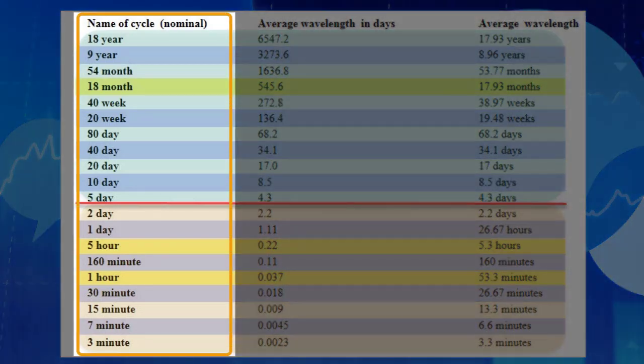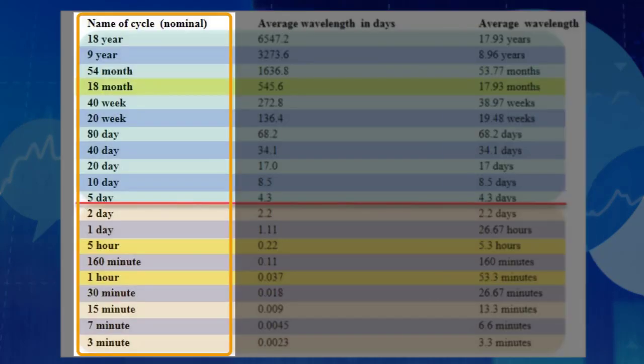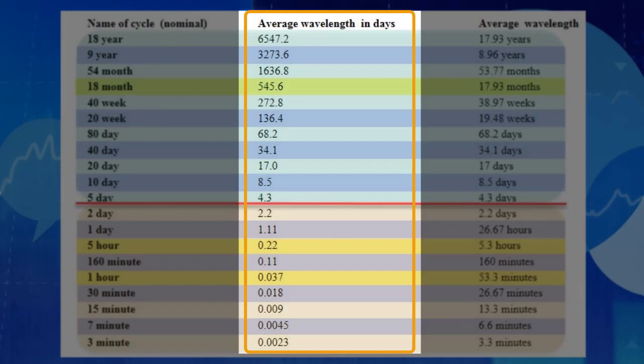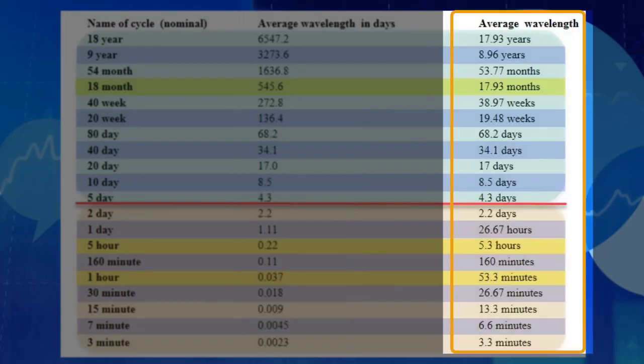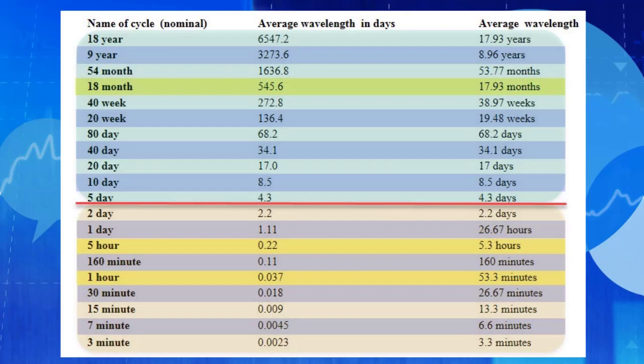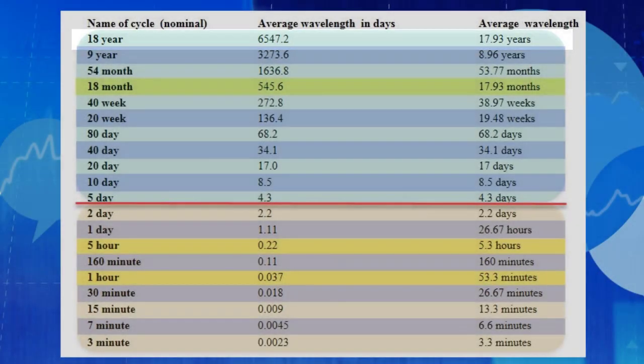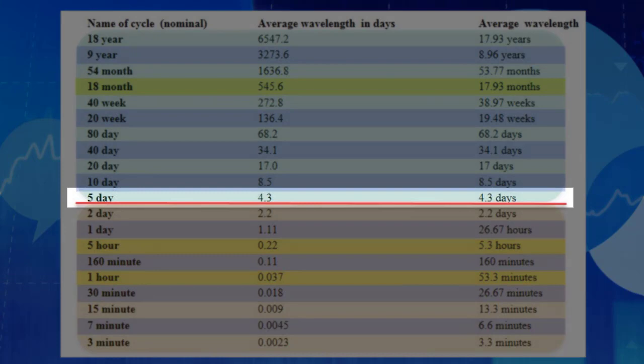You will see there are three columns to this nominal model. The first column is simply the name of the cycle. The second column is the average wavelength of that cycle measured in days. And the third column is the average wavelength in a time frame relative to the wavelength of the cycle. You will see that the longest cycle that Hurst identified was an 18-year cycle with an average wavelength of 17.93 years. And the shortest cycle that he identified was a 5-day cycle with an average wavelength of 4.3 days.